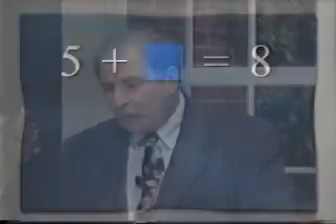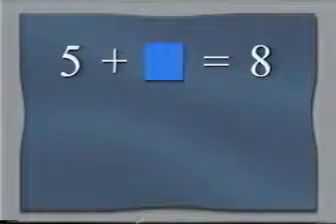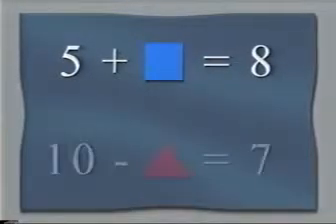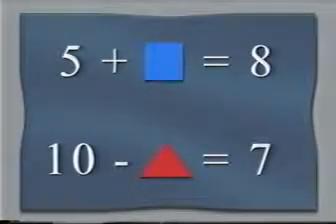A perusal of elementary school mathematics texts will show that variables are introduced early in the education process. It doesn't start in algebra in high school. For example, you might see a problem such as 5 plus blue square equals 8, where the student is learning about the missing addend. Or possibly 10 minus red triangle equals 7. And again, brightly colored geometric shapes are used to make it pleasant for the young child.